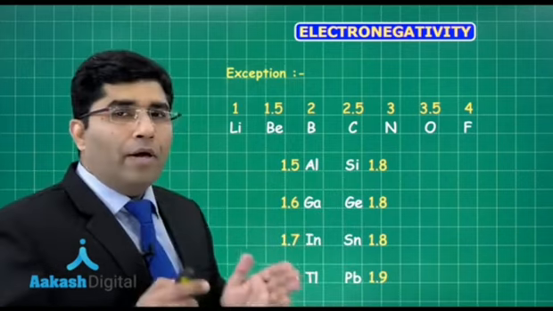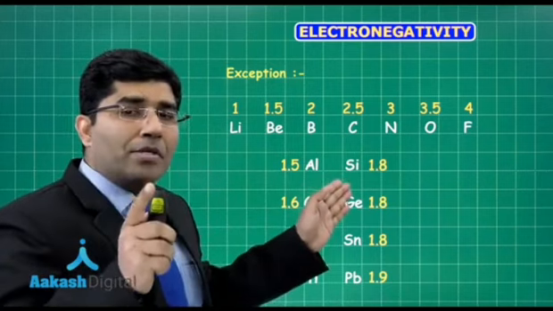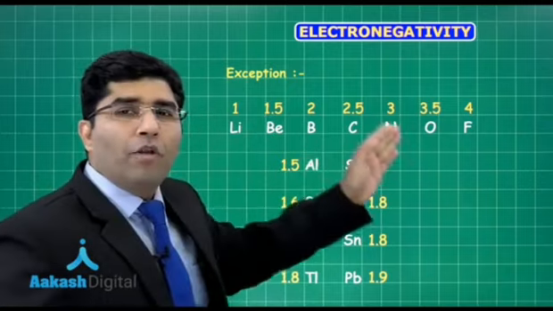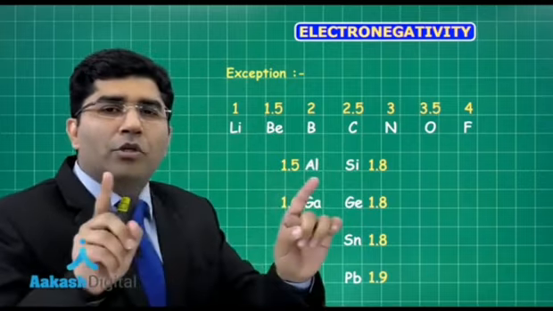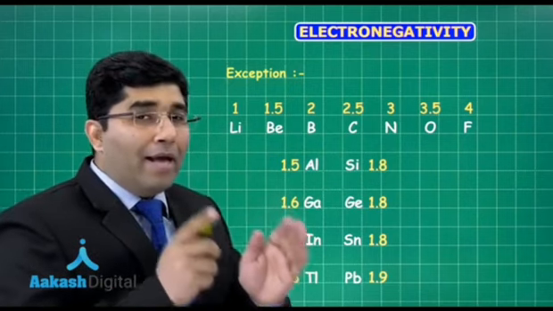They will ask you questions from here only, from the exceptions. Nobody will ask you which is more electronegative, fluorine or nitrogen. Nobody will ask you this type of questions. So they will ask you the question from exceptions, right?